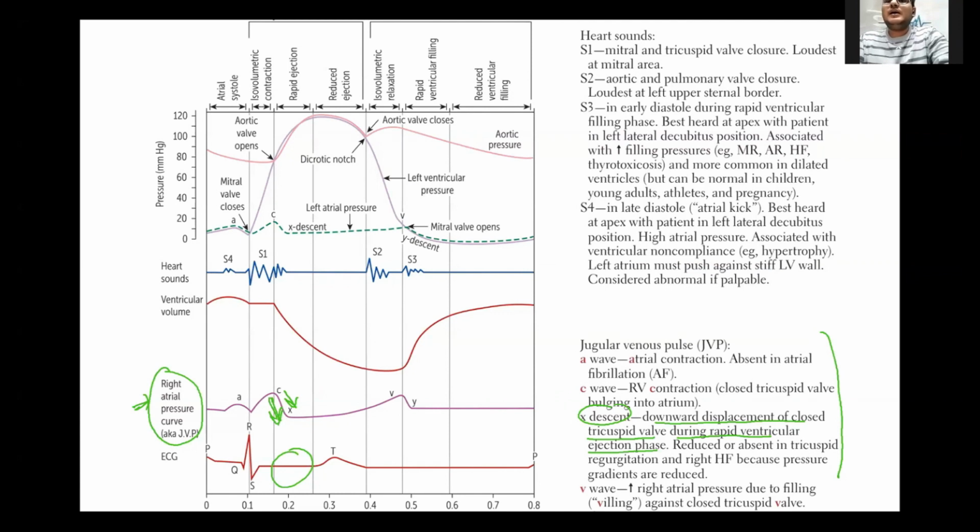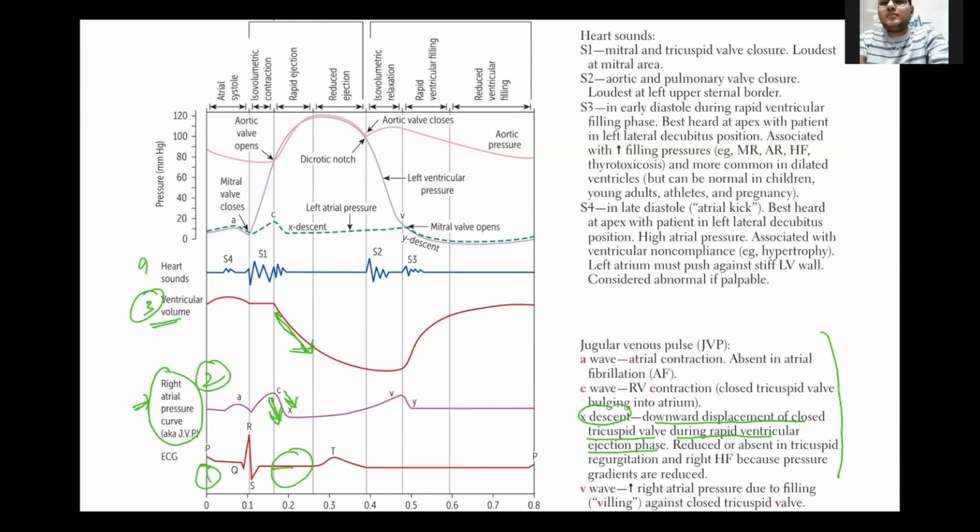Okay, what will happen in the rapid ejection phase? First, we discussed no significant change in the ECG. Second, we discussed the X descent in the jugular venous pulsation that occurs in the rapid ejection phase. Now, third, a very important point: what will happen in ventricular volume in the rapid ejection phase? Of course, it is ejection. Blood is going out of the left ventricle. So it will decrease. Left ventricular volume will decrease in the rapid ejection phase because the left ventricle is ejecting blood toward the aorta.